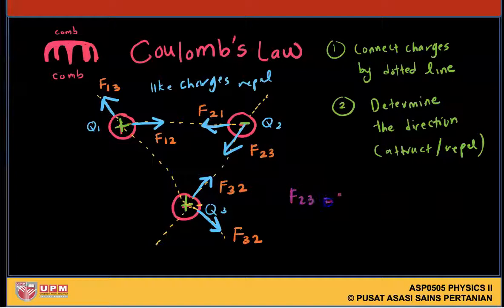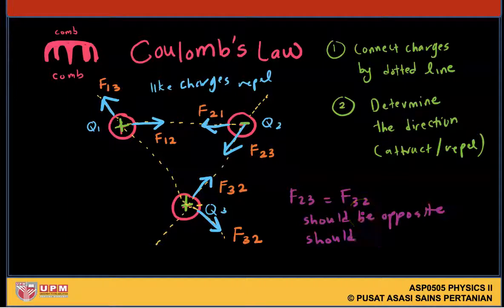F23 and F32 have the same number combination, right? But the numbers are switched, which means the direction of F23 and F32 should be opposite. This is the direction of force, and the magnitudes should be equal.